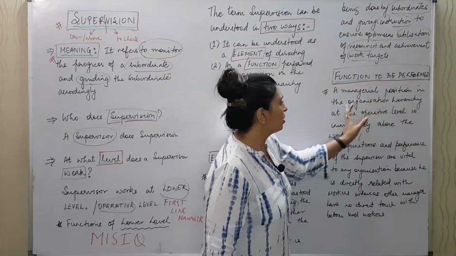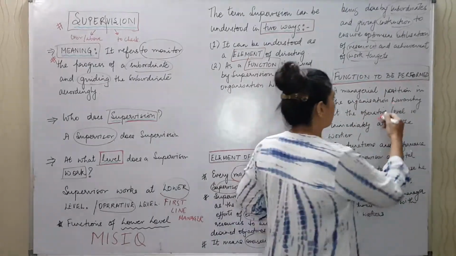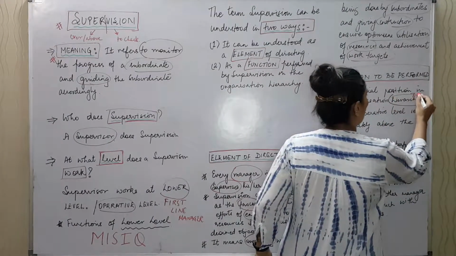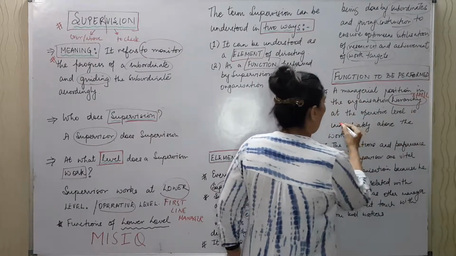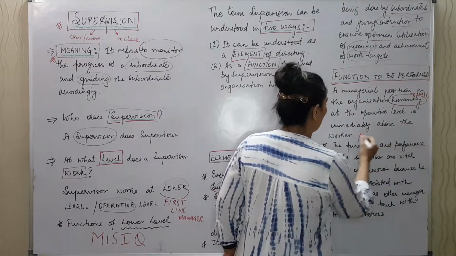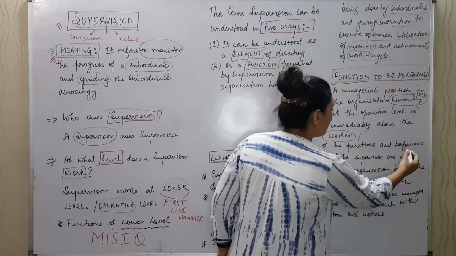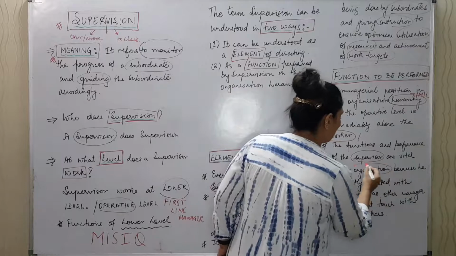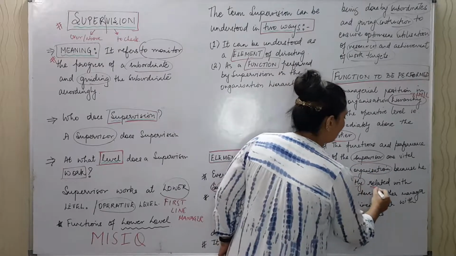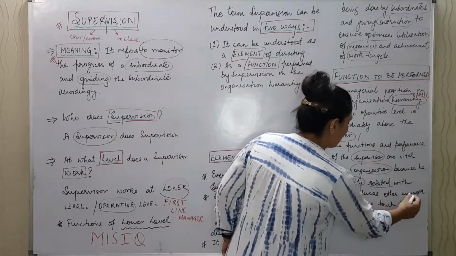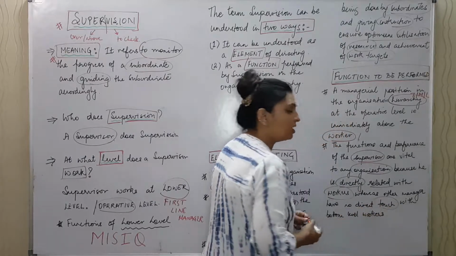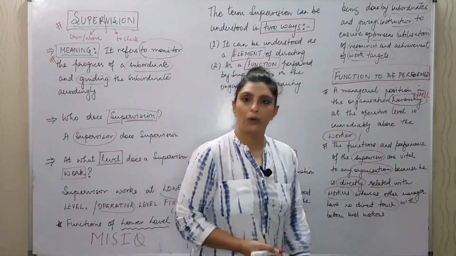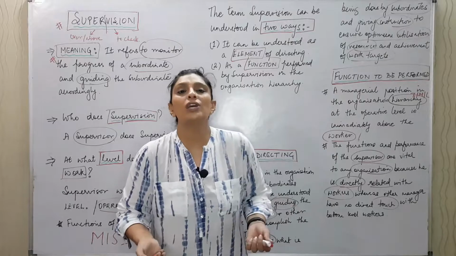As a managerial position in the organization hierarchy, we come to the hierarchy of top, middle and lower level. At the operative level, that is immediately above the worker, the functions and performance of the supervisor are vital to any organization, because he is directly related with the workers, whereas the other managers have no direct touch with the bottom level workers. Who's going to check the workers?